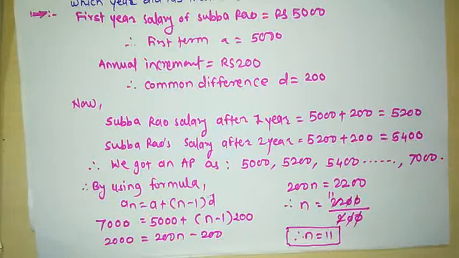Write one statement below. In the 11th year, Subba Rao's income reached rupees 7000. You have to write this below.